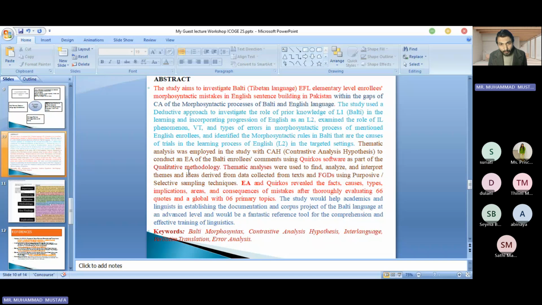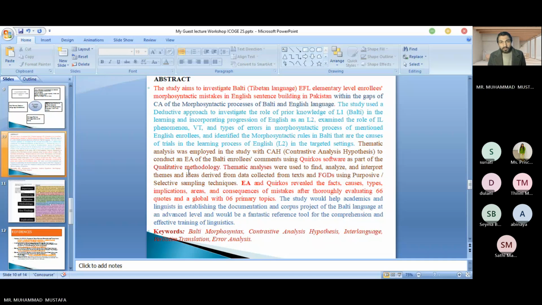And keywords, we have one, two, three, four, five keywords as I mentioned earlier: multimorphosyntax is a key term, and contrastive analysis hypothesis, interlanguage, verbatim translation, error analysis. These are the five key terms, very important key terms around which the whole research, the whole paper, is centered.